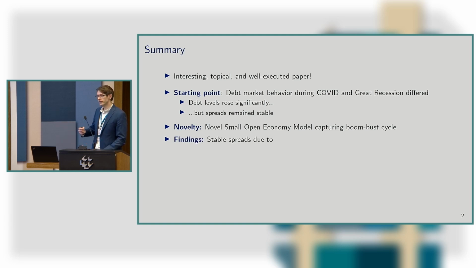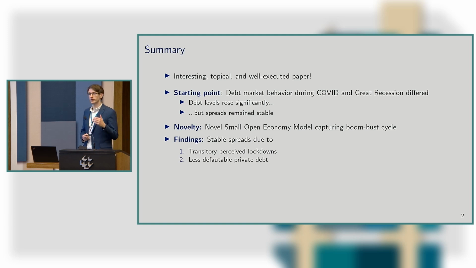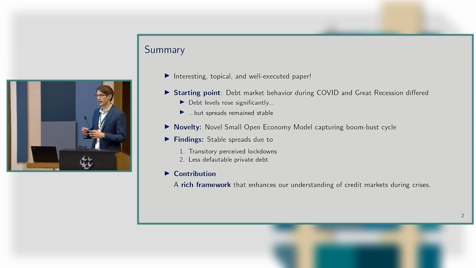And they argue that these stable spreads that we observed in the data during the COVID crisis are particularly due to two reasons. One is this transitory perceived lockdowns by the public, and second, the less defaultable private debt that has been building up in Greece in response to the sovereign debt crisis following 2010. So trying to put that contribution in one line is very difficult. So let me just say it's a really, really rich framework.